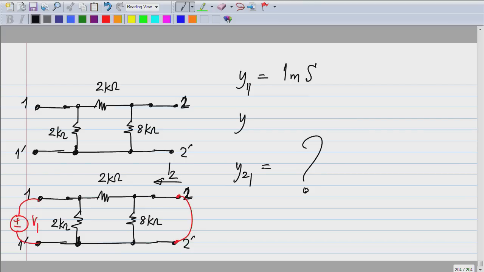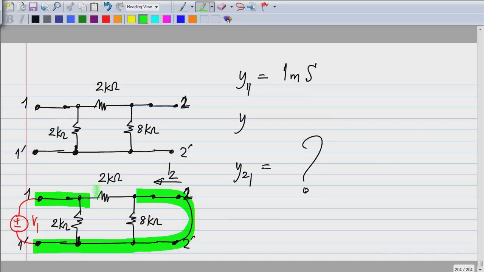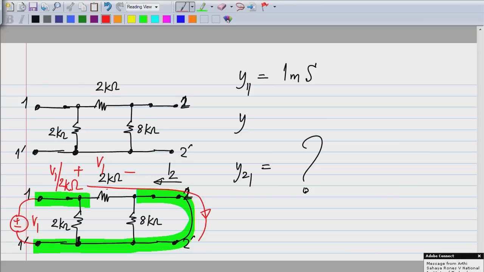Okay, so let's look at this carefully. Here, this is short circuited. So all of this V1 appears across this 2 kilo ohms, because port 2 is short circuited. So the voltage here is V1. So a current V1 divided by 2 kilo ohm will flow in this direction. Now what is V1 divided by 2 kilo ohm? It is V1 times 0.5 millisiemens.